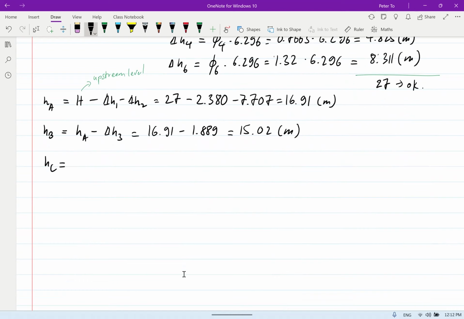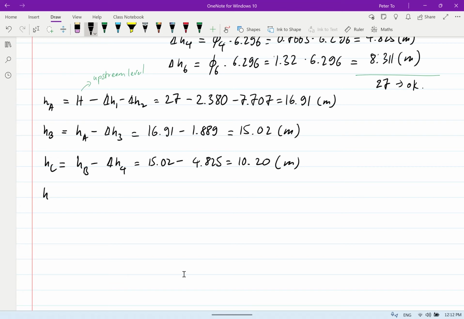For the HC, this one will be HB minus the head loss, which is delta H4. I have this one equal to 15.02 minus 4.825, and this is 10.20 meter.